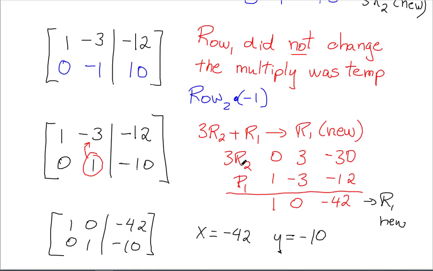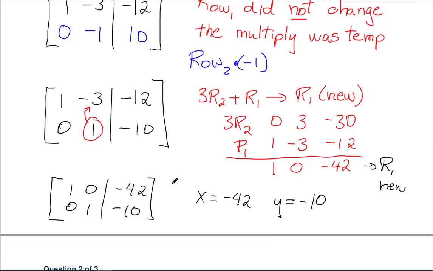So 3 times row 2, 0, 3, minus 30. Row 1 is 1, minus 3, 12. Add them up. Let's see, I get a 1, I get a 0, and I get a minus 42. And that's my new row 1. And we're done. It's just that simple. I've got 1s on the diagonal, 0s every other place. So this is the answer for x, and this is the answer for y. And if you plug them back into the original equations, they should work.